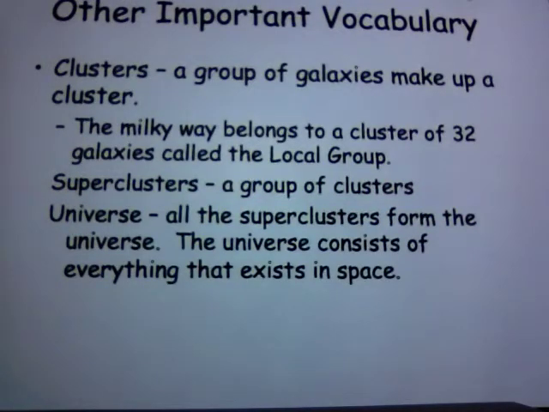A galaxy cluster is a group of galaxies that are clustered together. The Milky Way belongs to a cluster of 32 galaxies called the local group. A supercluster is a group of clusters, and then these superclusters make up our universe. So all of the superclusters form the universe, and the universe consists of everything that exists in space.